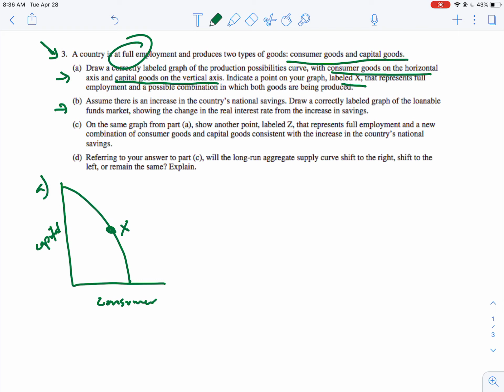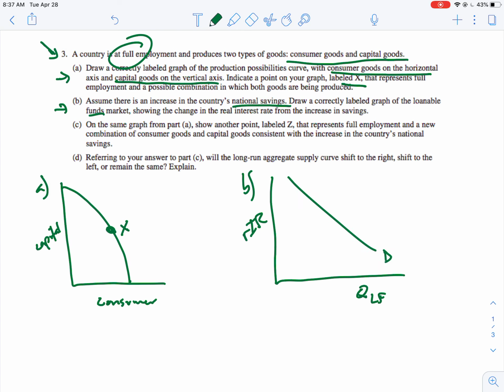Okay, so now we'll go down to B. Assume there's an increase in the country's national savings. Okay, so our savings are going up. Draw a correctly labeled graph of the loanable funds market showing the change in the real interest rate. So a correctly labeled graph of the loanable funds market is going to have Q loanable funds here and real interest rate here, downward sloping demand, upward sloping supply.